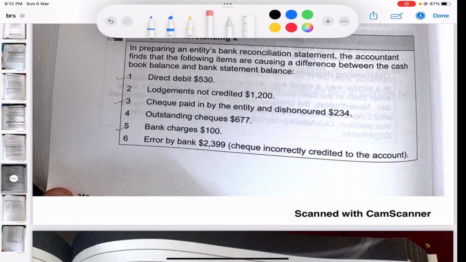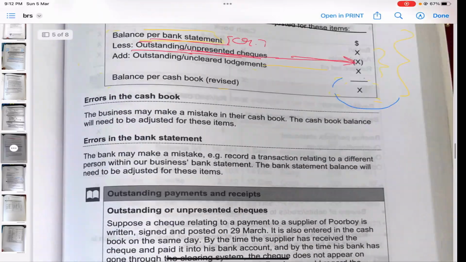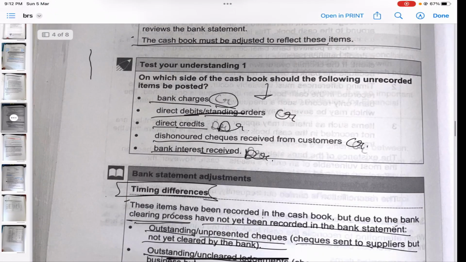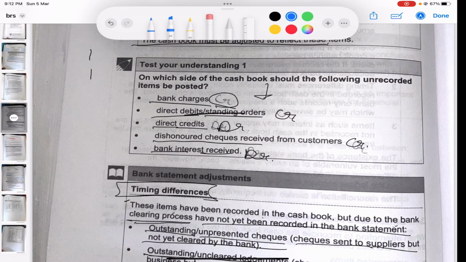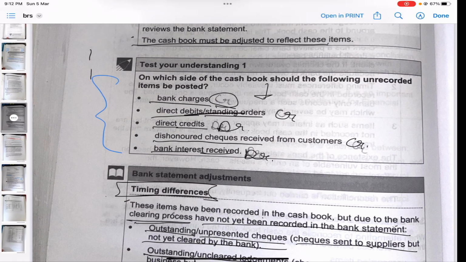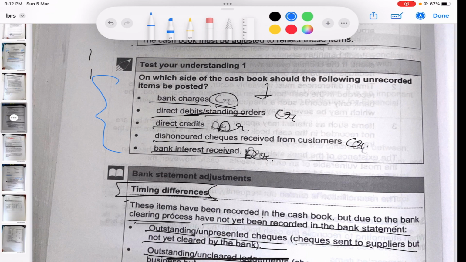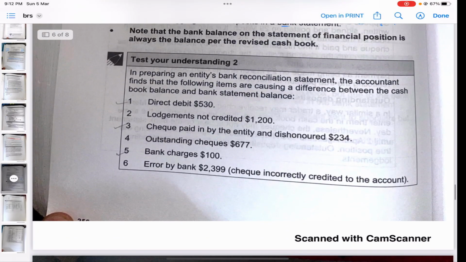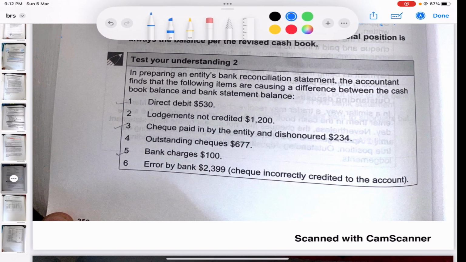Test your understanding 2. Where's my test your understanding 1? Let me just quickly check it. Okay, this was test your understanding 1. We have done it in the previous part, so just go through it. I'm asking you to go through it because it will be linked to the other questions. Okay, test your understanding 2. In preparing an entity's bank reconciliation, the accountant finds that the following items are causing a difference between the cash book balance and the bank statement.